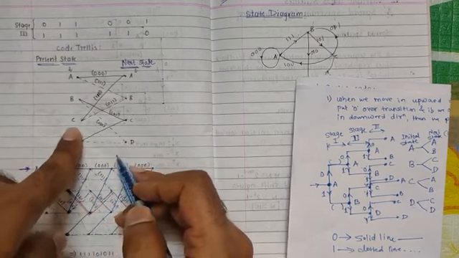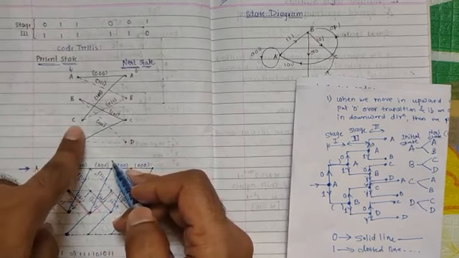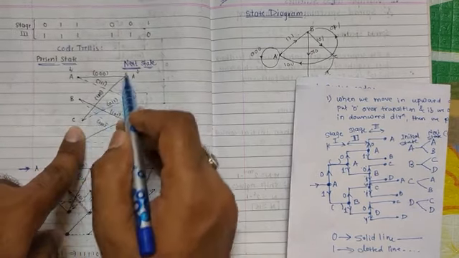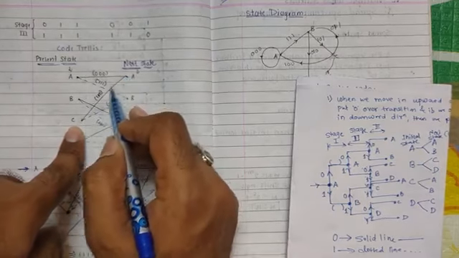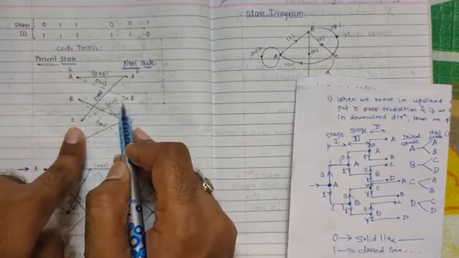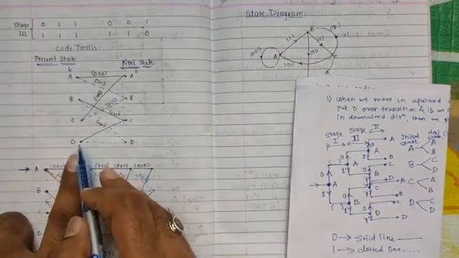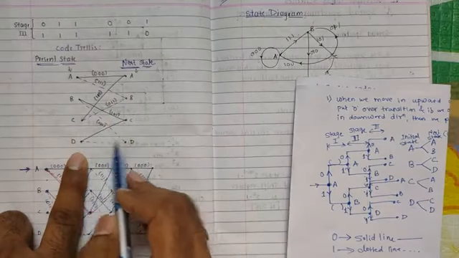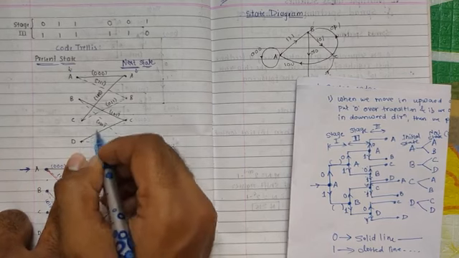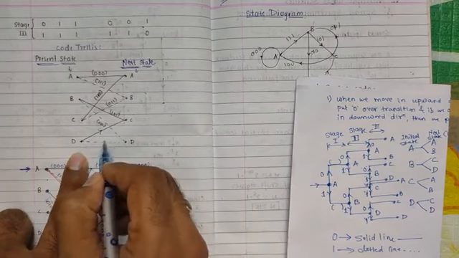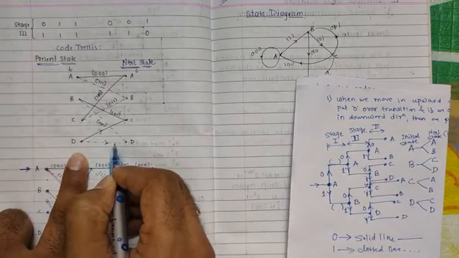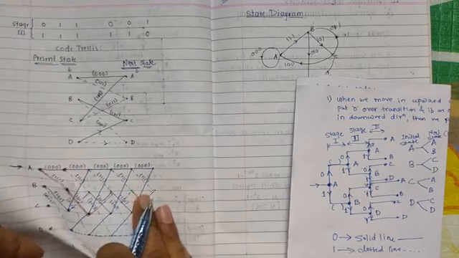So the same thing we can follow for C and D also. From C, two states are possible, C to A and C to B. C to A is because of 0 input, so a solid line. C to B is because of 1 input, so a dotted line, and their corresponding outputs. Similarly, D to C and D to D. D to C is because of 0 input, so a solid line, and D to D is because of 1 input, so a dotted line. And don't forget to write their code words also.